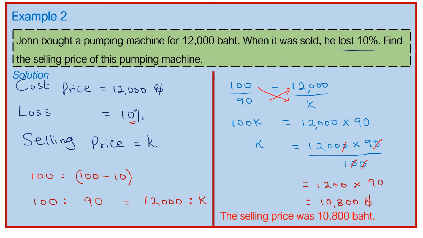So therefore the selling price was 10,800 baht. You can see that actually there is a loss because cost price is 12,000 baht and selling price is 10,800 baht. So you can see that the selling price is smaller than the cost price, and that's what we call a loss.